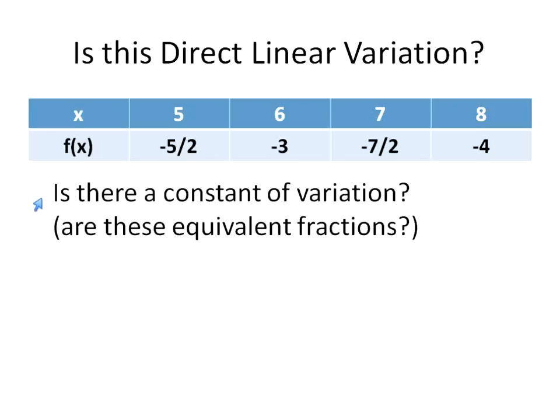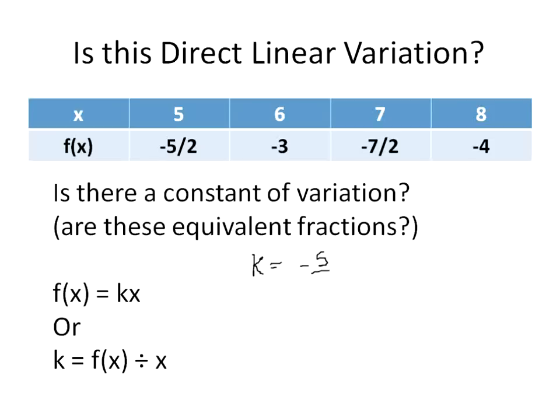Okay? So what we're going to do in this one is we're going to say, is there a constant of variation? I need to check that using my equation. So my constant of variation is equal to f of x divided by x. All right? F of x, negative 5 over 2, divided by my x value. My x value in that case was 5. All right? Again, I took those values from here. F of x, negative 5 over 2. X value 5. If I divide them, what do I get?